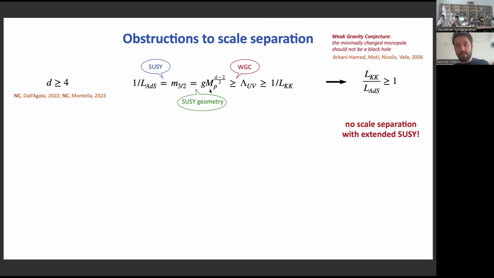Actually, the full computation is highly non-trivial because you have to work with special geometry if you do N equal to 2, for example. So I'm here sketching the logic. But from the first part here and the last part here, you see that this ratio is actually lower bounded by 1. So you want this to be parametrically small to have scale separation, but here you are really in the opposite regime. So this combination of supersymmetry and the weak gravity conjecture is pointing towards the impossibility of having scale separation.